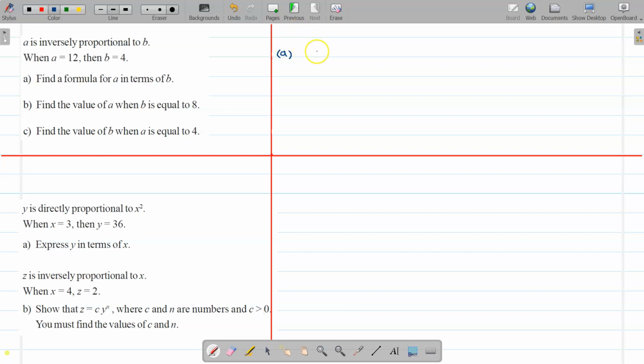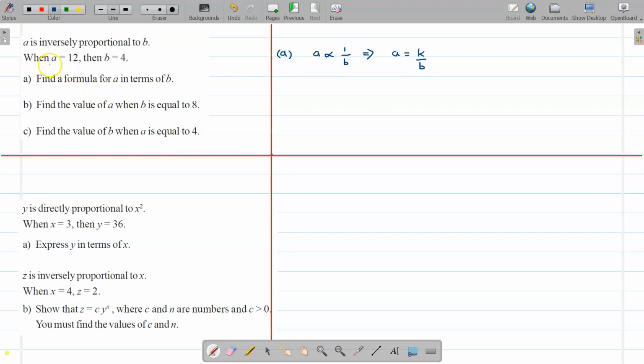in terms of B. So we know that A is inversely proportional to B. So we write that. Okay, that's how you show inverse proportion. And that implies that A is equal to some number K that we've got to find, a constant, divided by B.